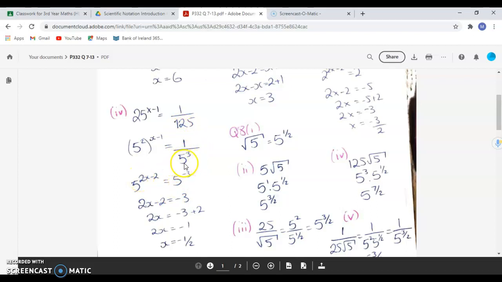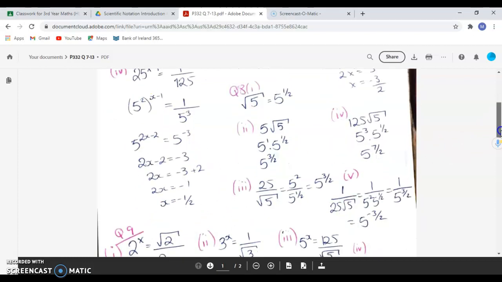Then I want to bring that above the line. So when I bring it above the line, that 3 changes to a minus 3. I have the same base on both sides. So I should be doing a circle and a circle, putting them equal. 2x minus 1 is equal to minus 3. And x is on one side, numbers on the other. So you get 2x equal to minus 1, x equal to minus a half. If you wanted to check out your answer, sub it back in here.